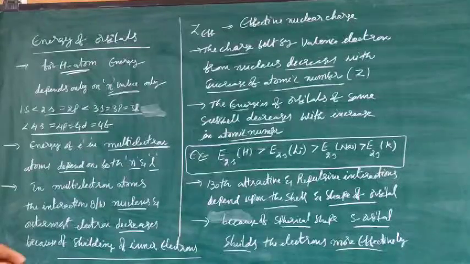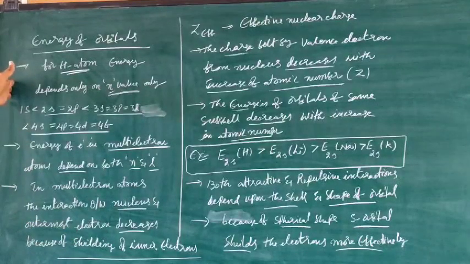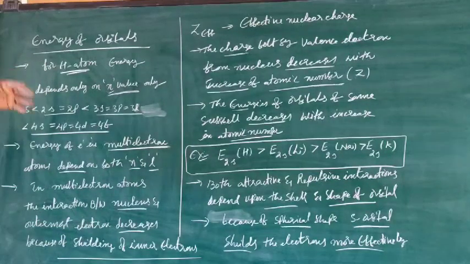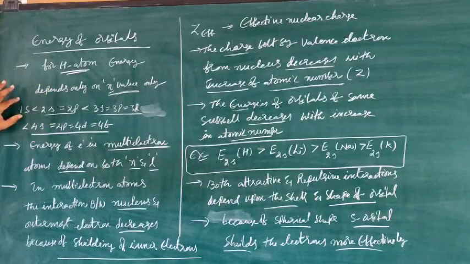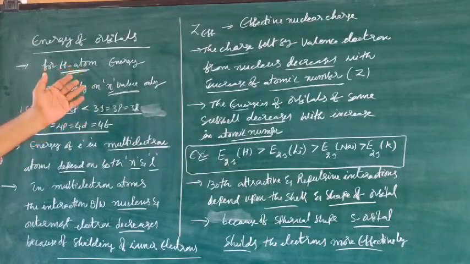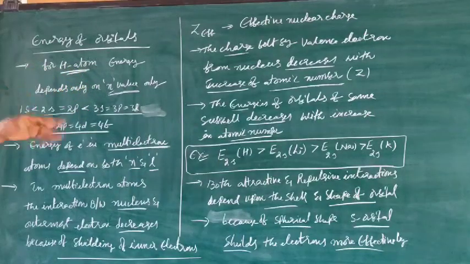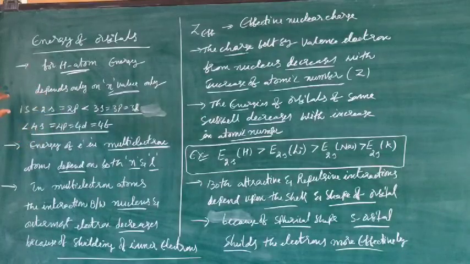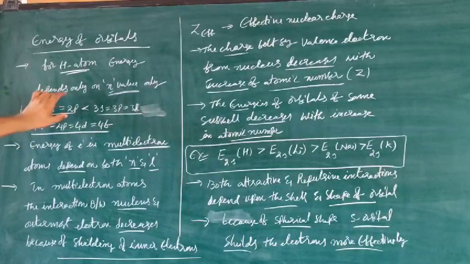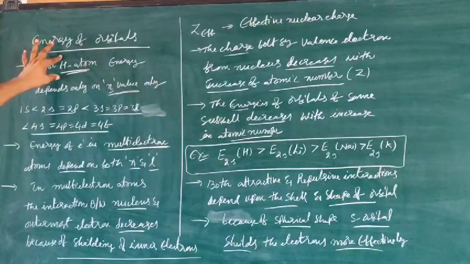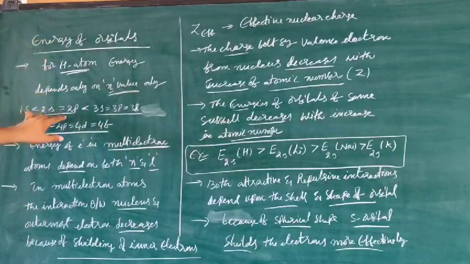Next one, energy of orbitals. For the hydrogen atom, energy depends only on the n value. In the ground state, the electron in a hydrogen atom is present in the 1s orbital only. In an excited state, it can move to any further orbital depending upon the amount of energy it has absorbed. So let us consider 1s, 2s, 2p. Here 2s and 2p have the same energy in the case of the hydrogen atom only, because here the n value is the same.